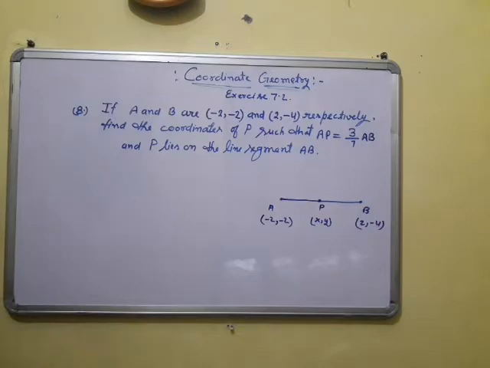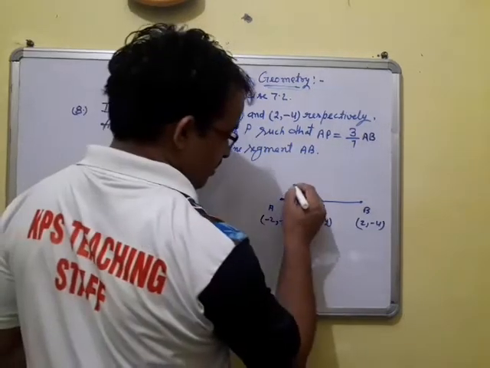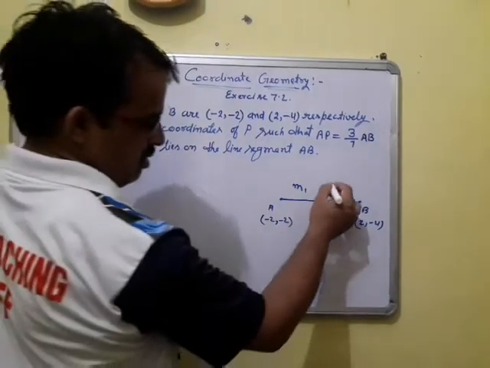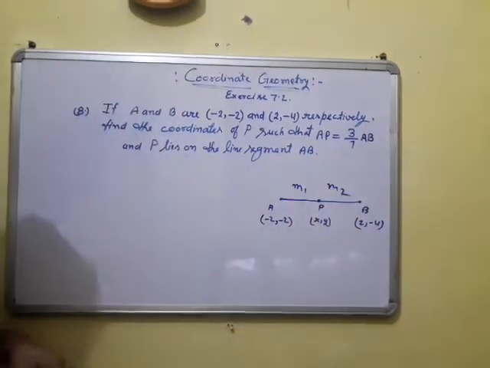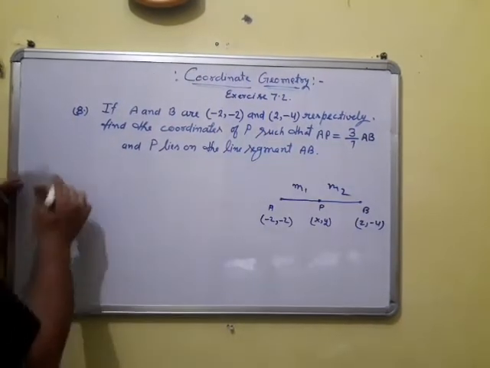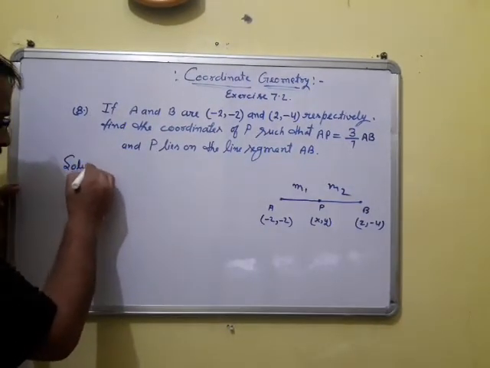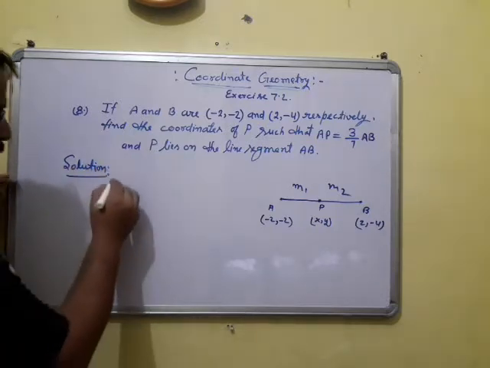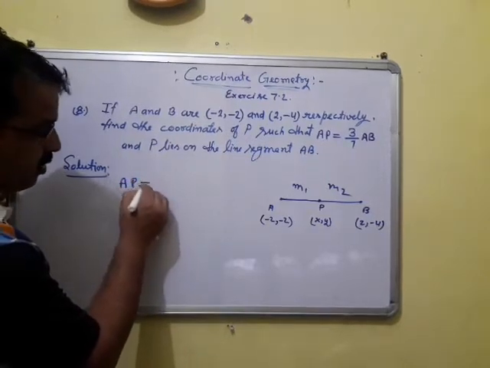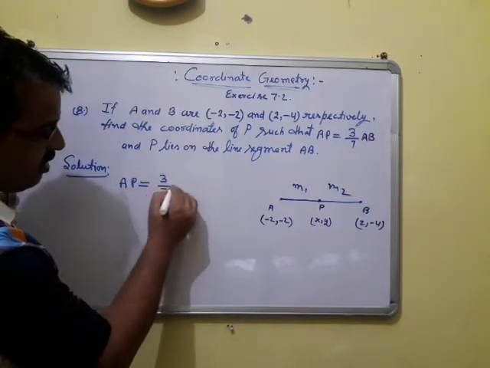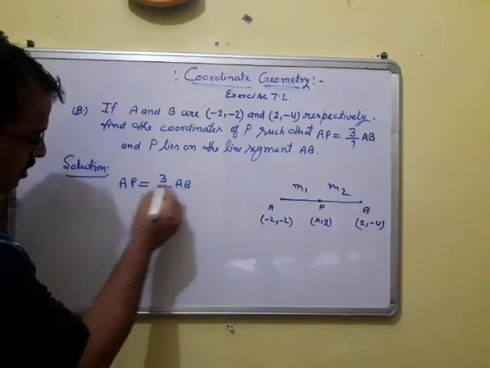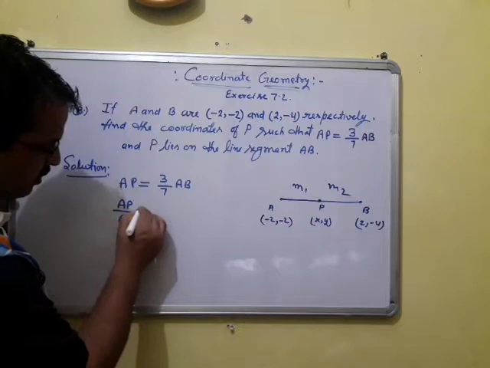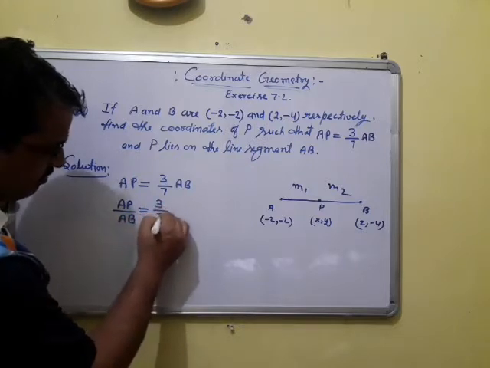So what does it say here? This one is M1, clear? And this one, suppose, is M2. Clear? Now look at the solution of this question. AP is equal to 3/7 of AB. So this one is right. AP upon AB is equal to 3/7.